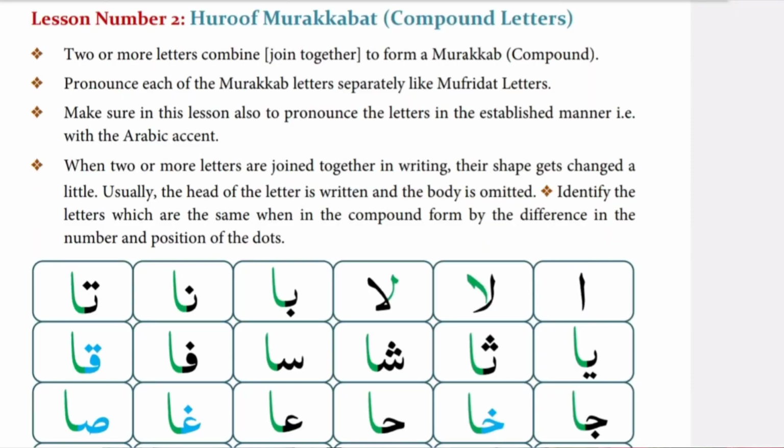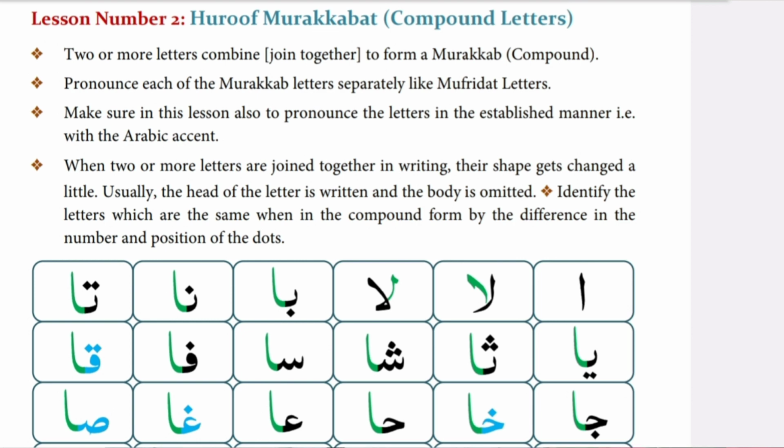For example, look at the fourth box in line 1 and the fifth box in the same line. You can see the shape of both words is the same. But in the fourth box, one dot is written below, and in the fifth box, one dot is written on the top.